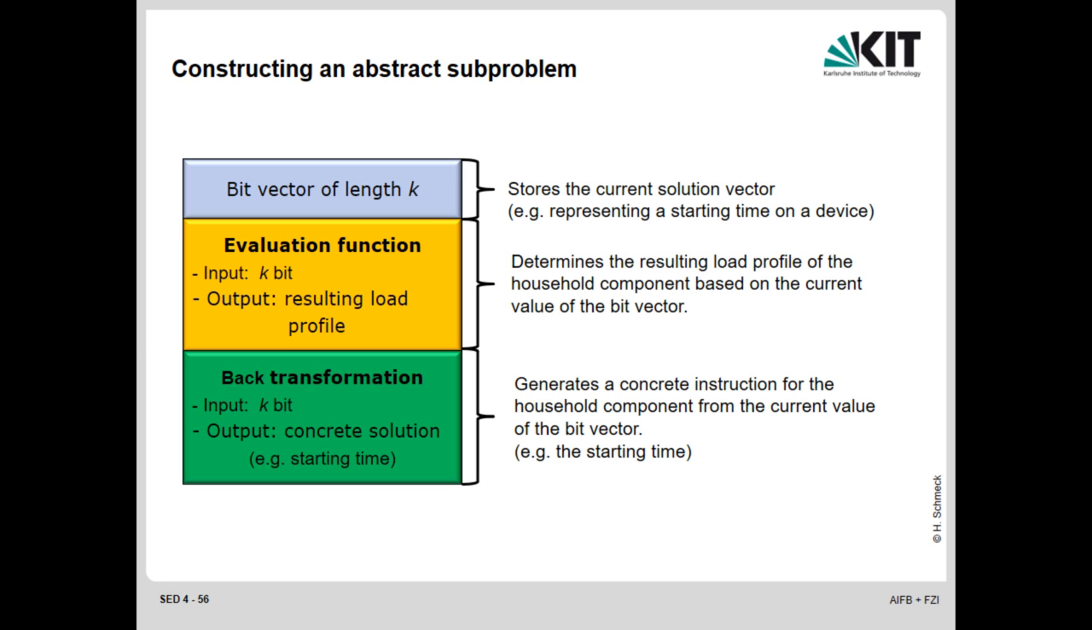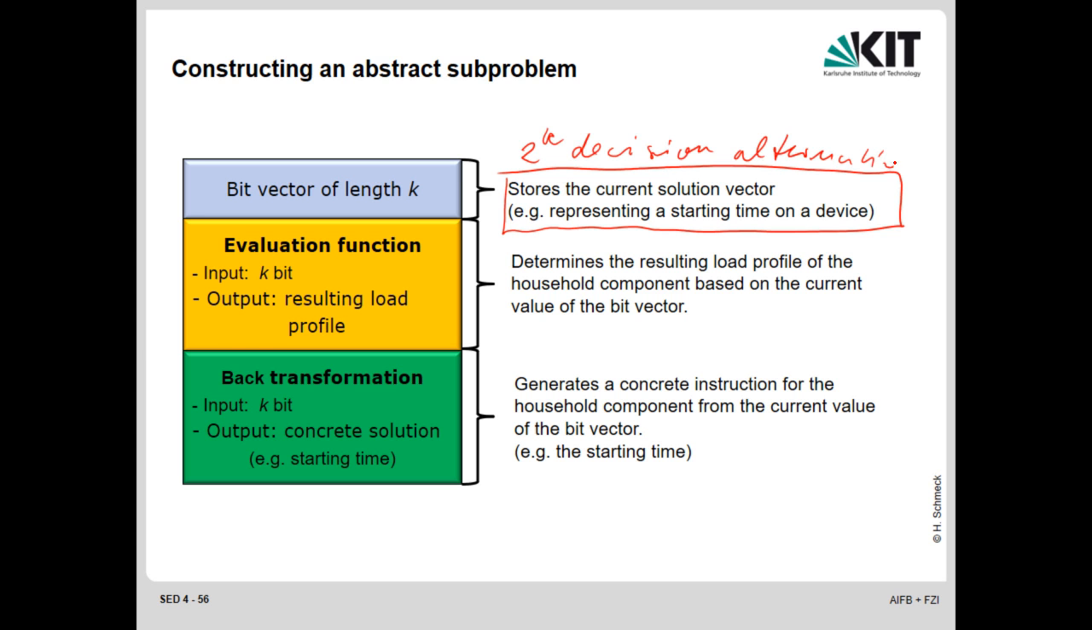I said a sub-problem is constructed from an activity. So what we do is we generate a bit vector of a certain length k. This bit vector stores all the different decision alternatives that we have. So if we have a bit vector of length k, we have 2 to the k decision alternatives, maybe 2 to the k different minutes at which we could start our device.